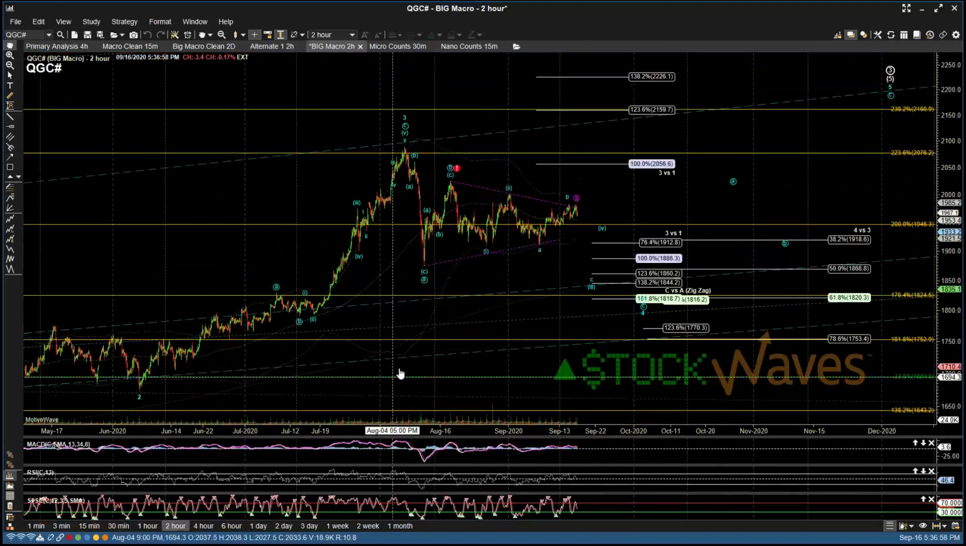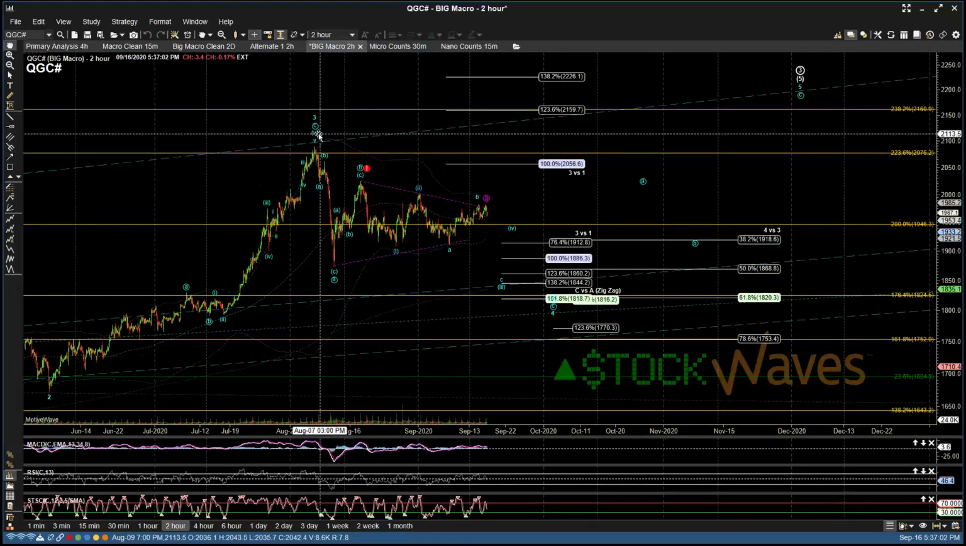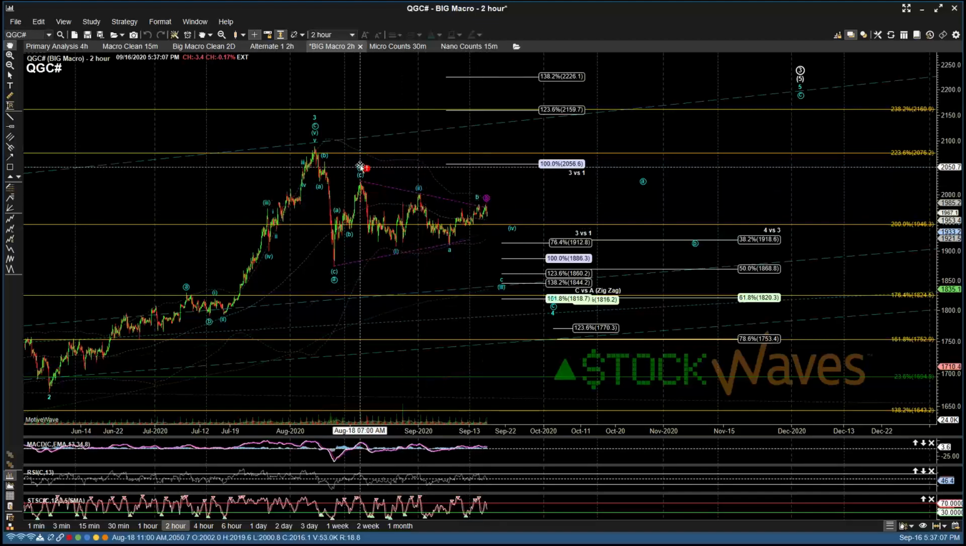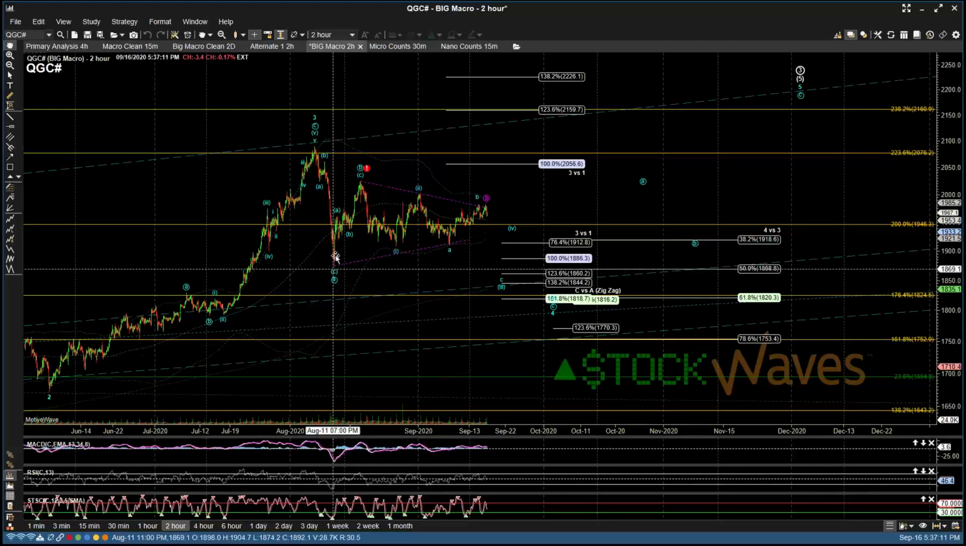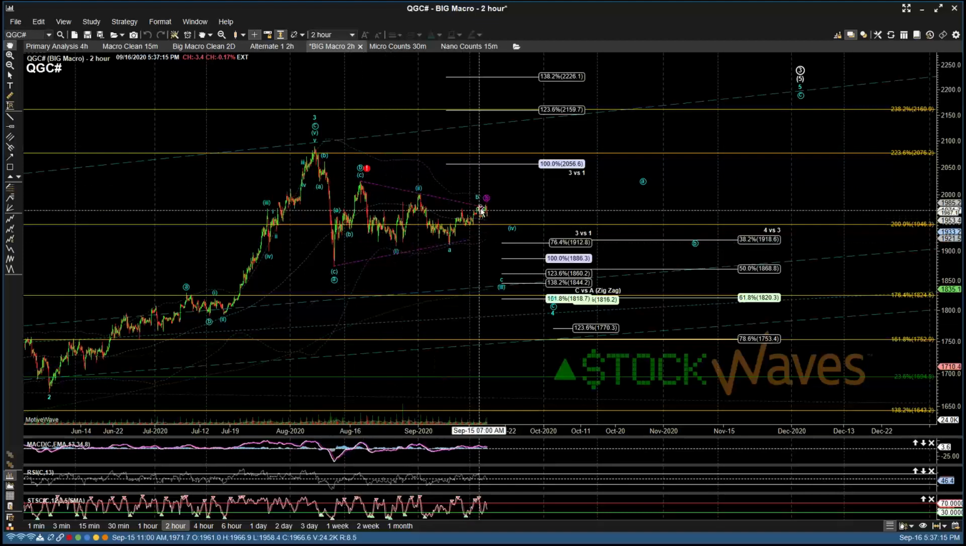But as we've been discussing in the mining stock service the past couple of days, we can count this structure as a triangle. So this B wave moves over to here. So we have the A wave down, then we have a B wave triangle. So that's A, B, C, D, E for the purple B wave.